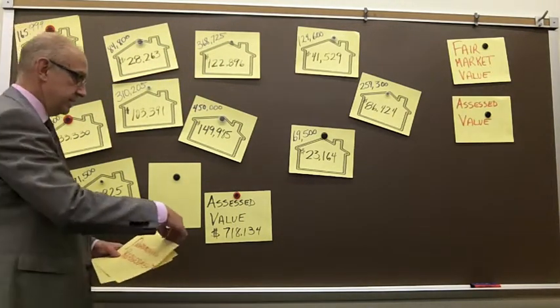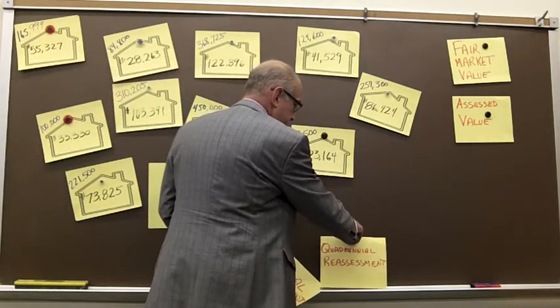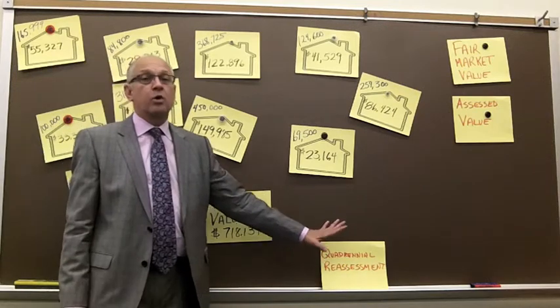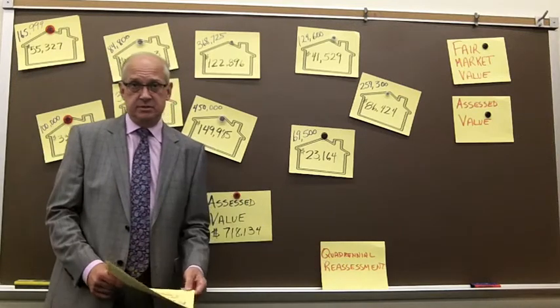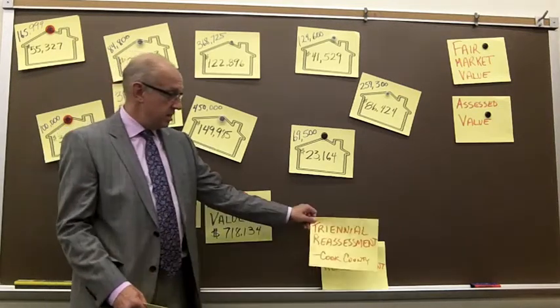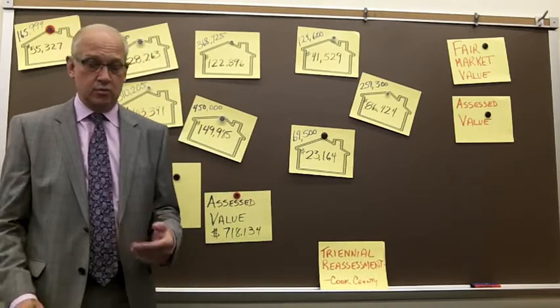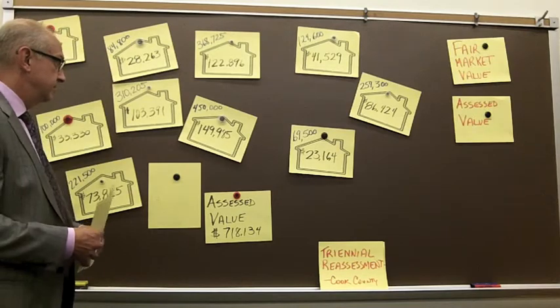As I said, these get changed. A fourth of them gets changed every year through a quadrennial reassessment. In Cook County, that is every 3 years. It's a triennial reassessment.